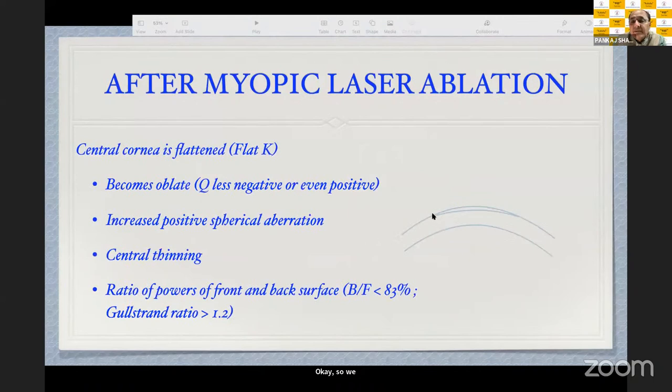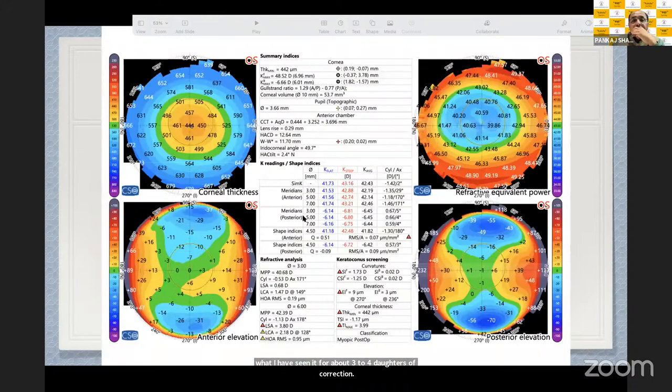Here, in myopic LASIK, you are ablating the central part. So there is increased positive asphericity and central thinning. If you calculate the Goldstein ratio, even a change from 83 to 80 will be diagnostic of myopic LASIK, or a reversal of the Goldstein ratio to more than 1.2. What I have usually seen is that for about 3 to 4 diopters of correction, it comes to around 1.29, 1.3.